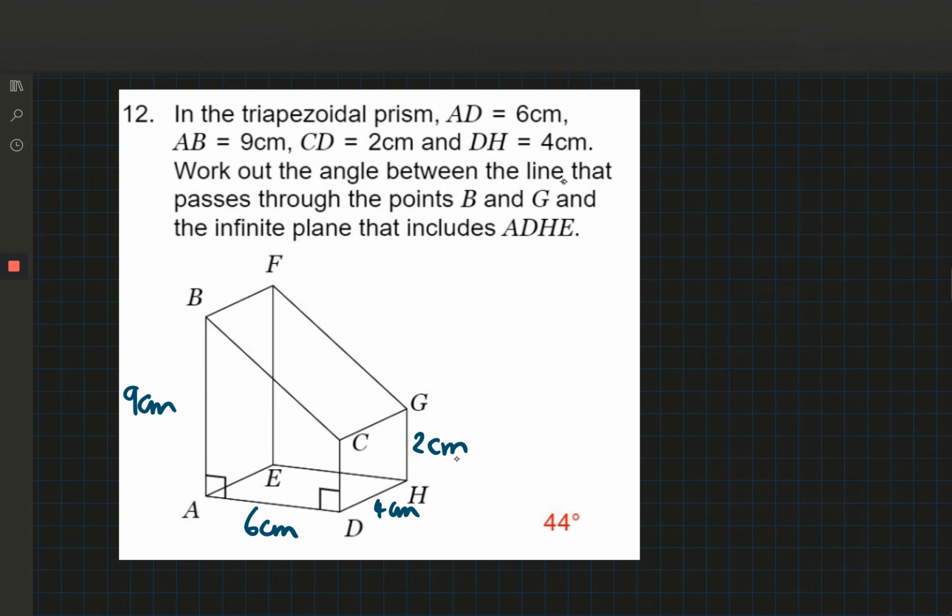Work out the angle between the line that passes through the point BG. So there's a line that passes through BG, and the infinite plane that includes ADHE. In other words, if that were extended in all directions, like the floor, if you can think of it as the floor of this shape here. So that line is going to extend down, and we need to figure out this angle here.